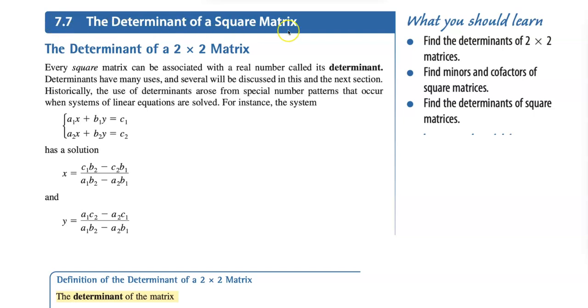7.7, the determinant of a square matrix. What we should learn: find the determinant of a 2 by 2 matrix, how to find minor cofactors of square matrices, and how to find the determinant of any square matrix. So every square matrix has a number associated with it called a determinant. And a determinant we use for lots of different reasons. Most notably, it helps solve problems.